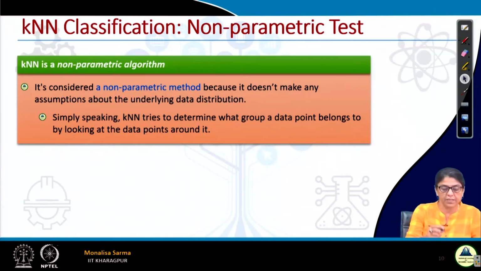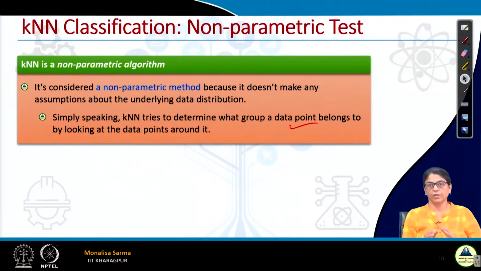Simply speaking, KNN tries to determine what group a data point belongs to by looking at the data points around it. Given an observation, we have to find out which class it belongs to, this class or this class. You just have to observe the training data, the different classes of data. For test data, whichever class we find the test data is nearest to, our test data belongs to that class.